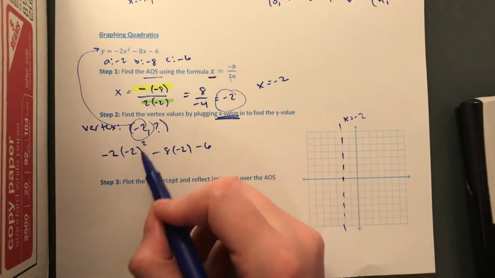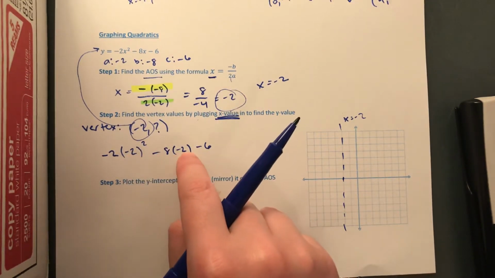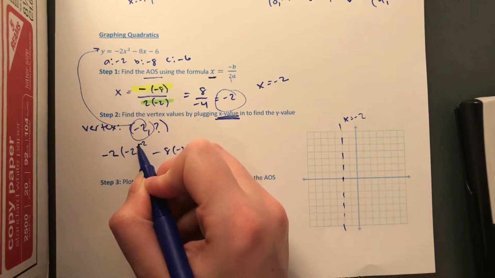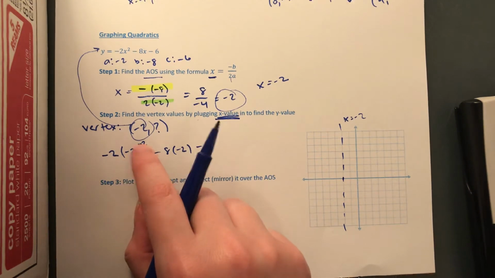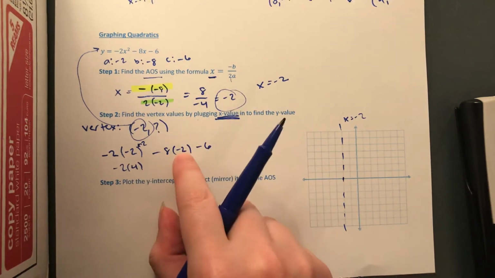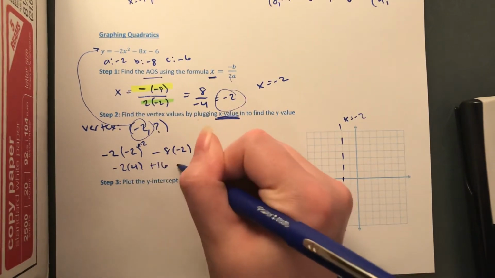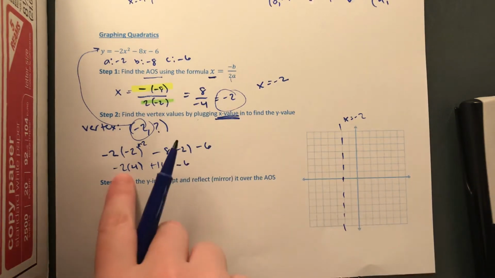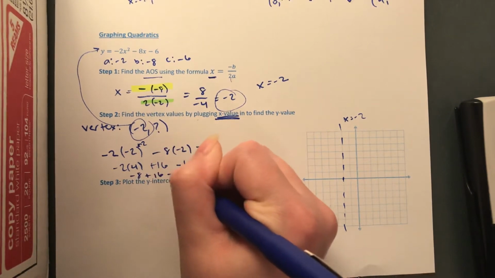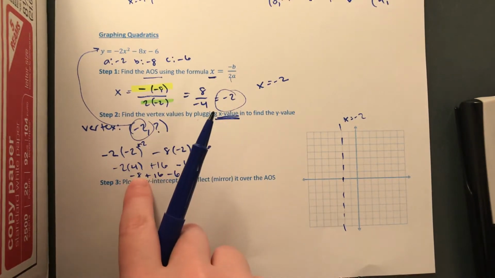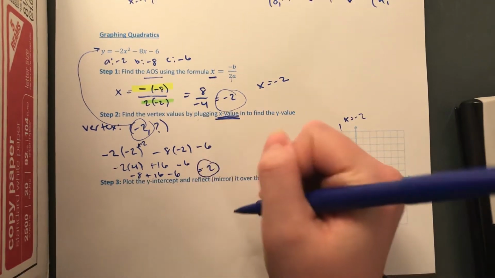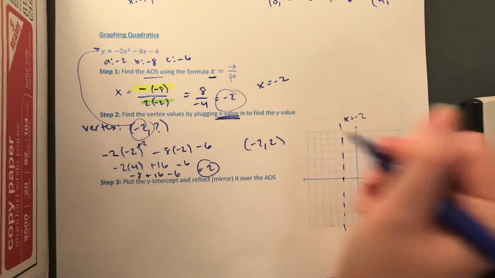So order of operations says to do parentheses first, but there's nothing inside parentheses to simplify. So next up is exponents. Aha. What's being squared is what's directly in front of it. So negative 2 squared is negative 2 times negative 2, which is 4. So I have negative 2 times 4. Negative 8 times negative 2 is positive 16 minus 6. Negative 2 times 4 is negative 8 plus 16 minus 6. 16 minus 8 is 8, minus 6 is 2. So this simplifies down to 2. So my vertex is negative 2, 2.